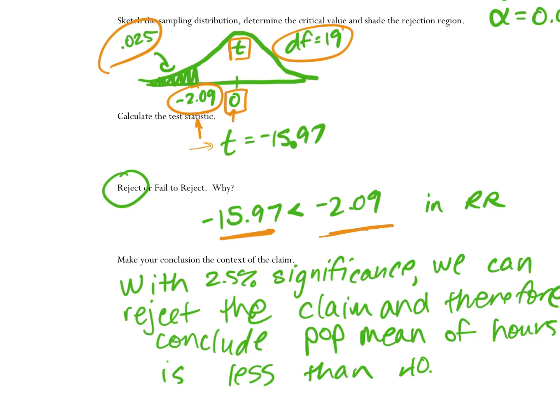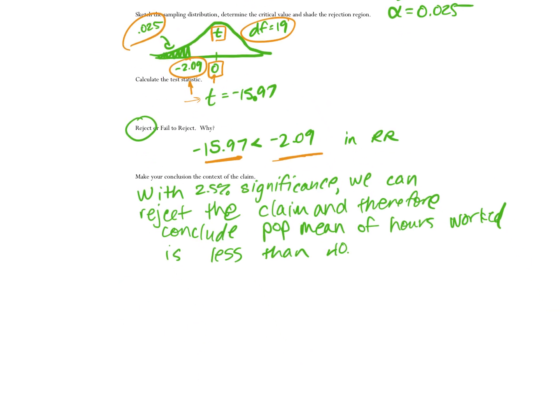In your conclusions, I'm going to look for, did you state the significance level? Did you make a decision about the claim? Are you supporting the claim or rejecting the claim? And in this particular case, we're talking about population mean of hours worked. So you got to make sure that full context is in there. Those are all the things I would be looking for as we approach these questions. Everybody good?